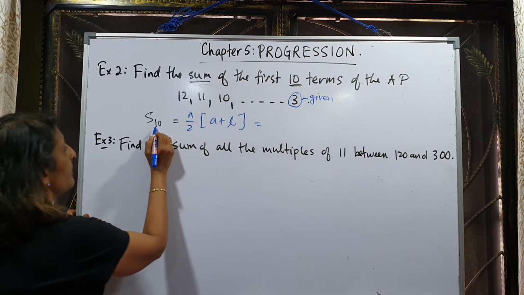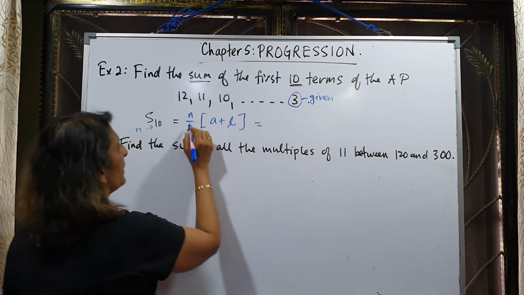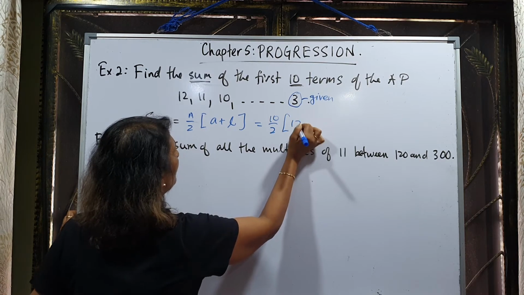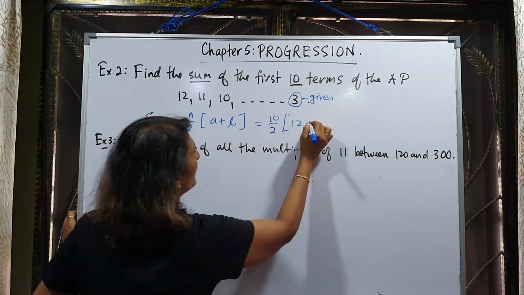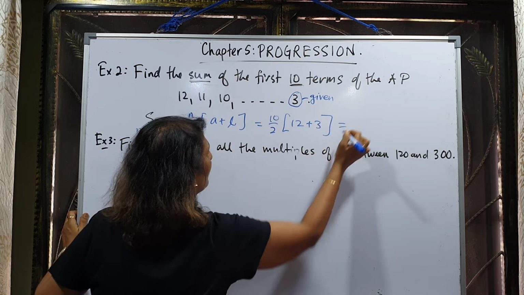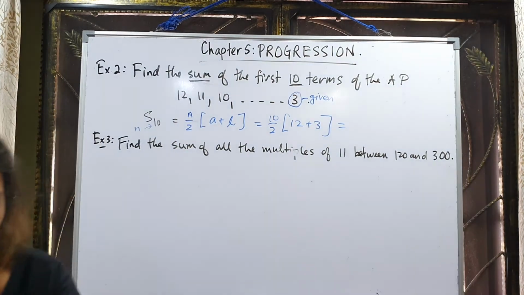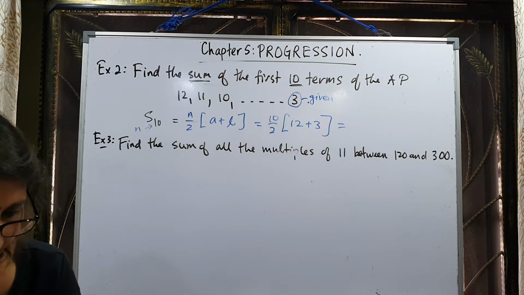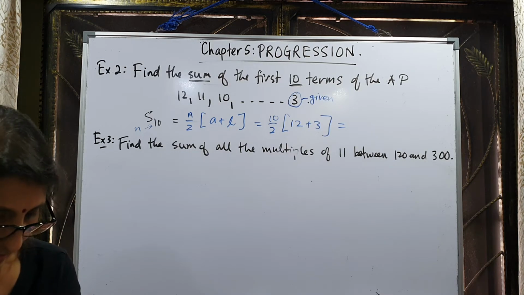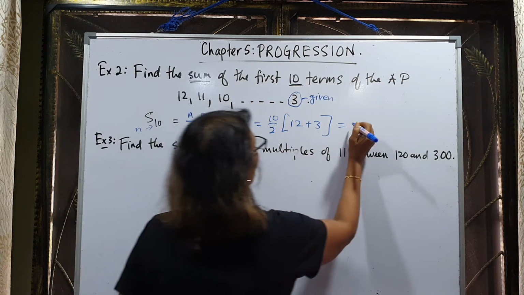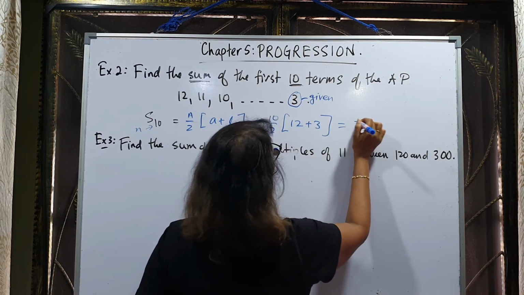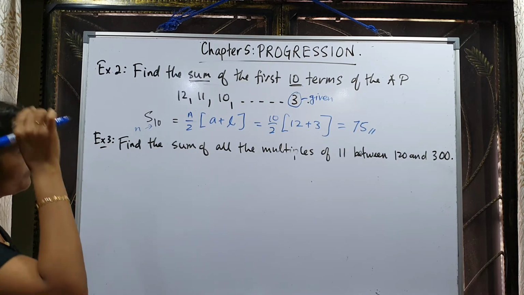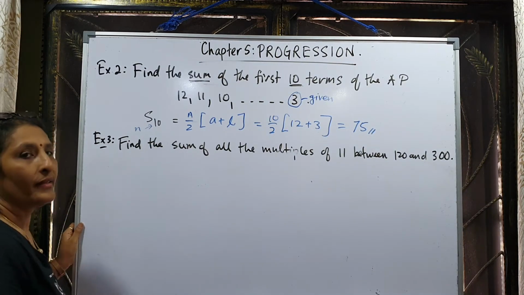So S10, that means this is your n. The 10 over 2, first term is 12, a plus last term is 3. Then you calculate the answer and that's it. Okay, you got the answer, 15 times 5. Yes. So that's how it's done.